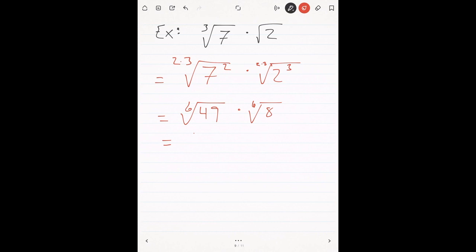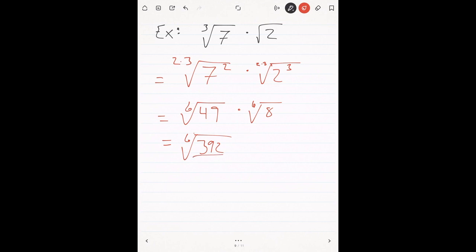And then we could go ahead and actually multiply that together. 49 times 8 is going to be, so that's the 6th root of 392. So here, this is just a quick and easy technique of just actually multiplying each index by each other, and that guarantees you a common multiple. Is it the least common multiple? No, not every time, but it's a quick way of getting a common multiple.